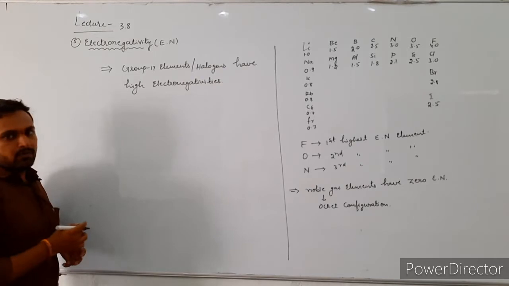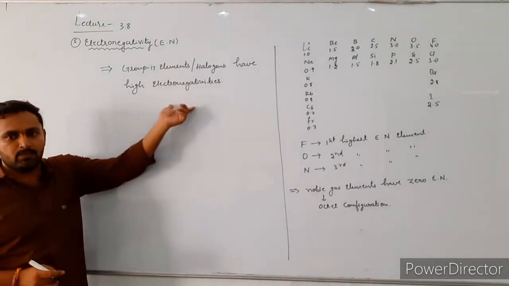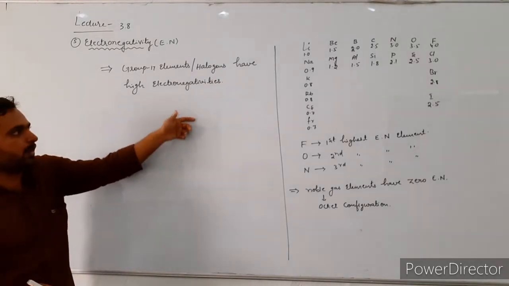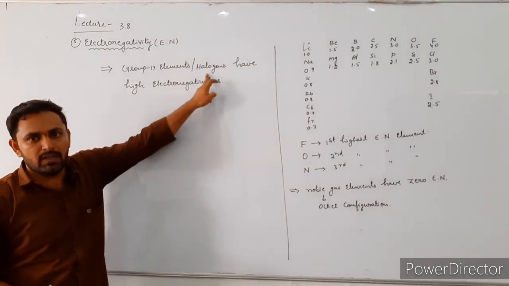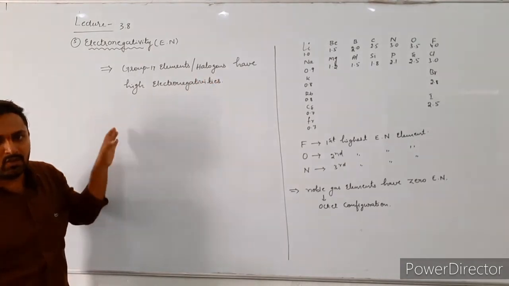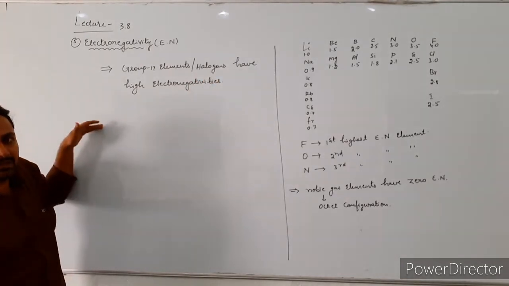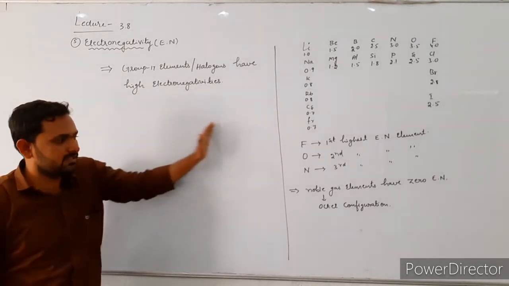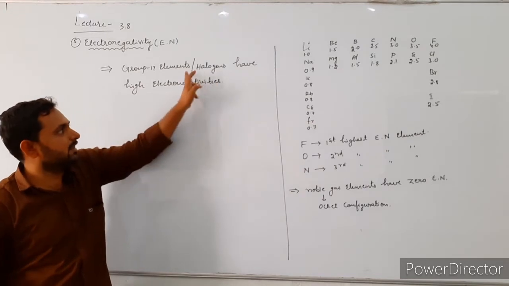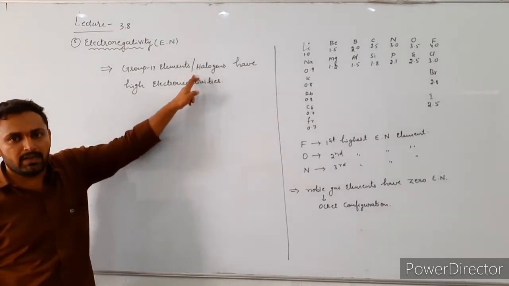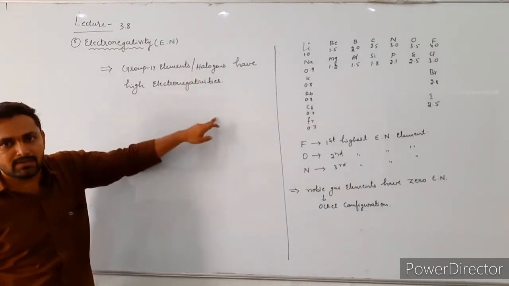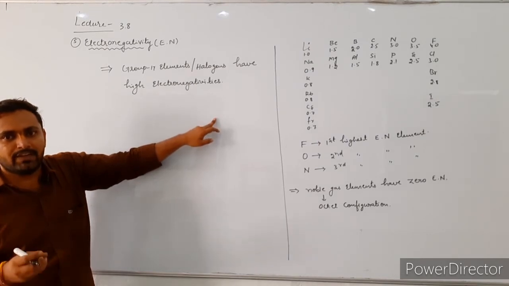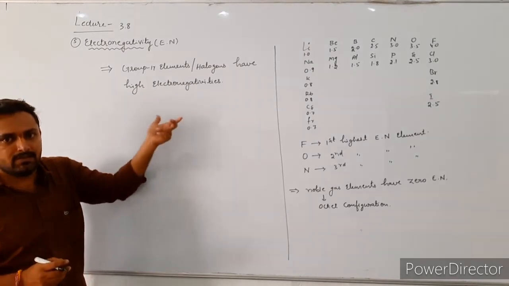Why do halogens have more electronegativities? Because of two reasons. One is halogens are smaller in size compared to other group elements, because size decreases along a period, from left to right. So the 17th group elements are smaller in size. Due to smaller size, there is a more effective nuclear charge. This is the first reason.